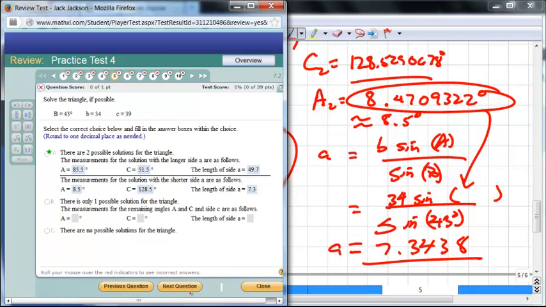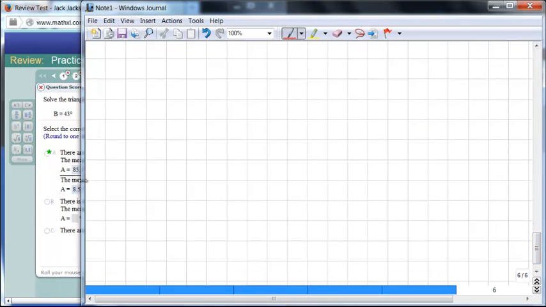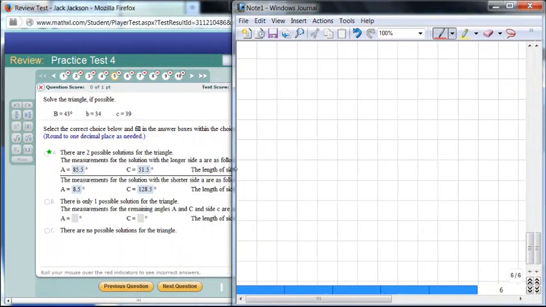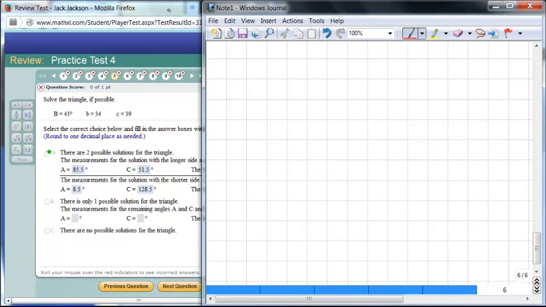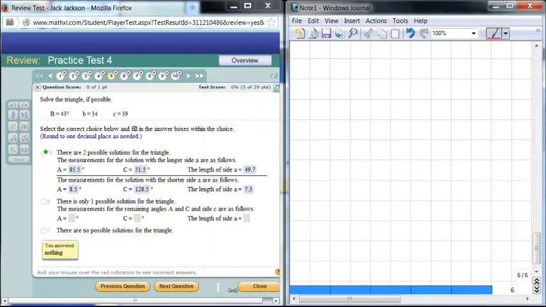Alright, so there's the side-side-angle case. Be sure that you check out the two possibilities when you're solving for the angle. Next question.